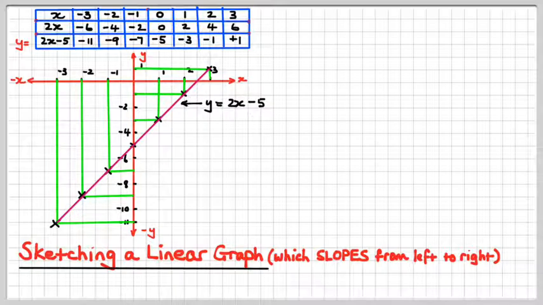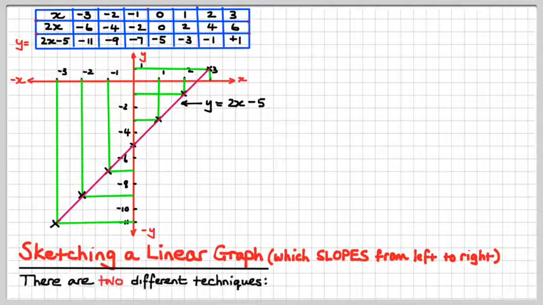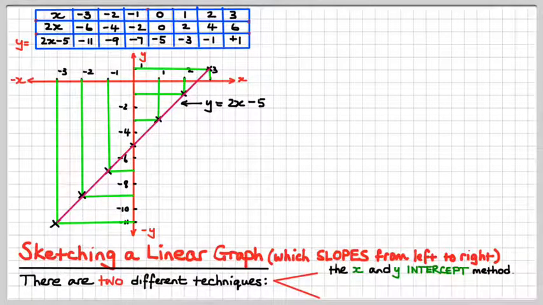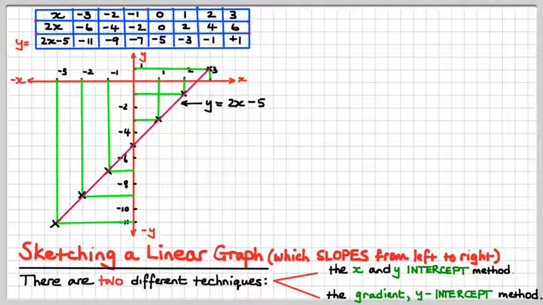Right at the end of this presentation I'm going to do a couple of weirdo ones, which are either horizontal or vertical. So all of the following, until I get to that point, is for graphs which slope up or down from left to right. Now, there are 2 different separate techniques that we can use, and we're going to cover both in the following screens. The first one is called the x and y intercept method, and the second one is called the gradient and y intercept method.